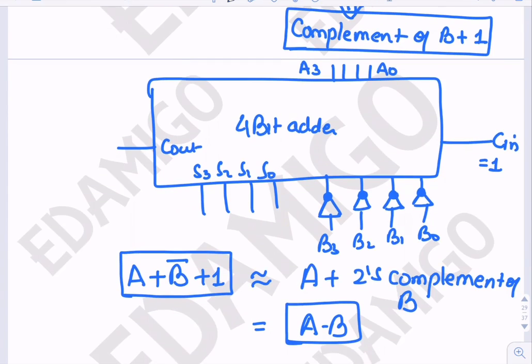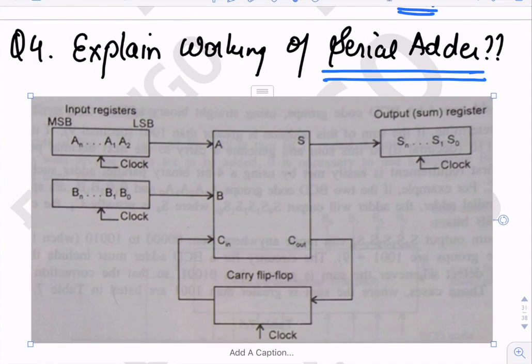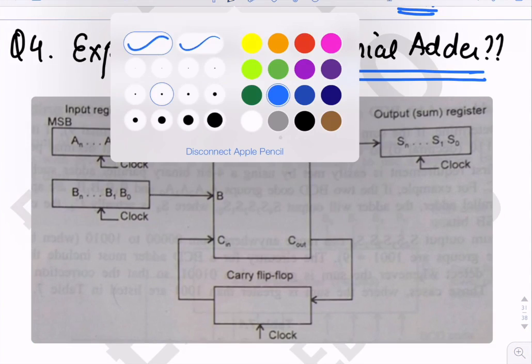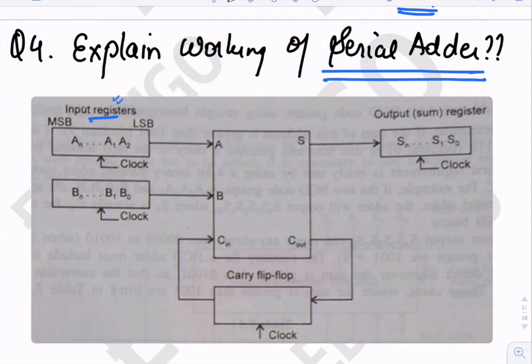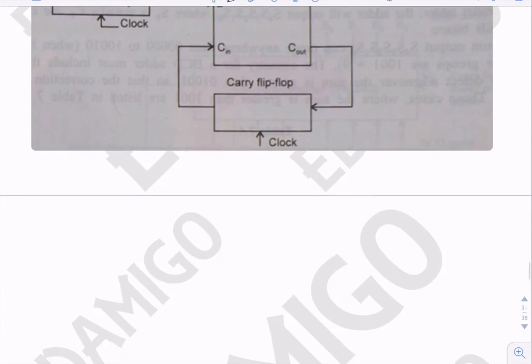Okay, now how to perform subtraction using adder? So this is the method how we will do it. Okay, so we have a serial adder. So in the serial adder we are using registers. So how a register works, let us see a very brief introduction to registers. We will see them in a very good analysis later on. So let us see a register.